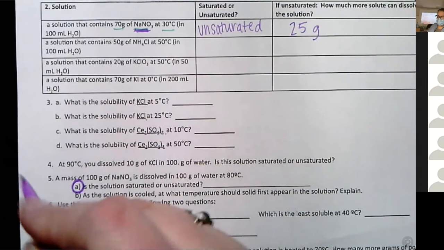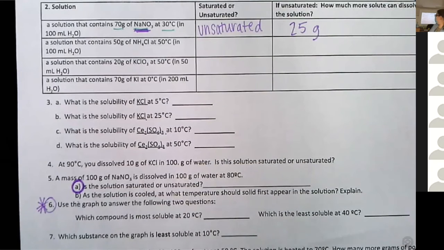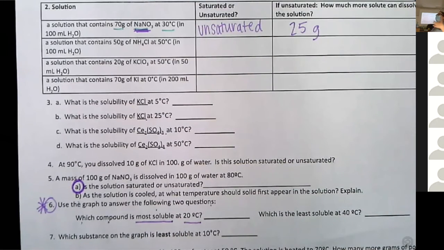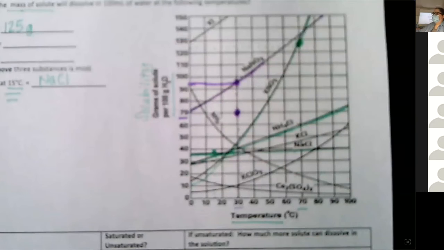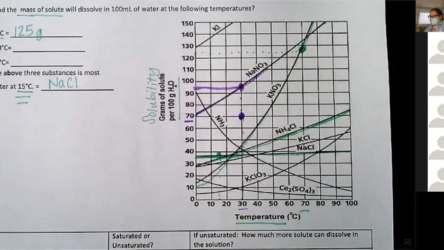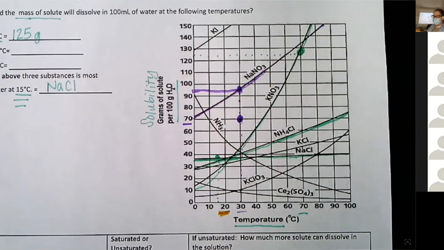So let's do number 6. That's the other one we're going to do together. It says, use the graph to answer the following two questions. Which compound is most soluble at 20 degrees Celsius? Most soluble, if the y-axis is solubility, would be further up. So let's look at 20 degrees on our graph. Here's 20 degrees right here. I'm going to write in yellow. Brownish yellow, whatever. And it says, which one is the most soluble?